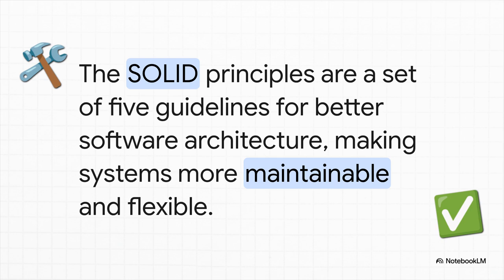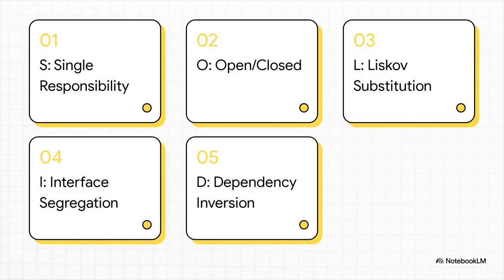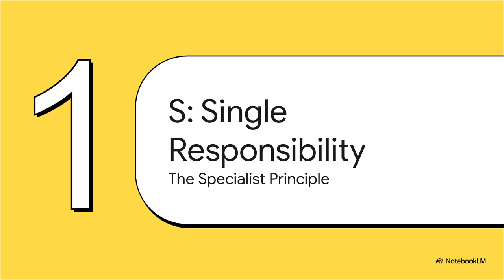They're called the SOLID principles, and they're basically a time-tested blueprint for building better software. They help us make systems that are just way easier to maintain, to change, and to understand. So, what does SOLID actually stand for? Let's break this thing down letter by letter and see how each piece helps us build a much stronger foundation for our code.